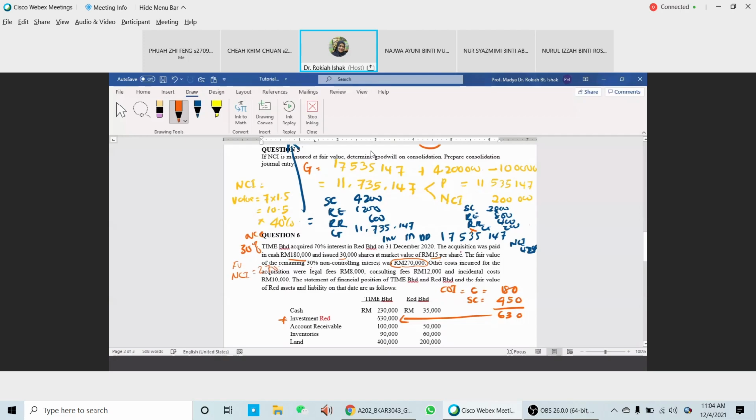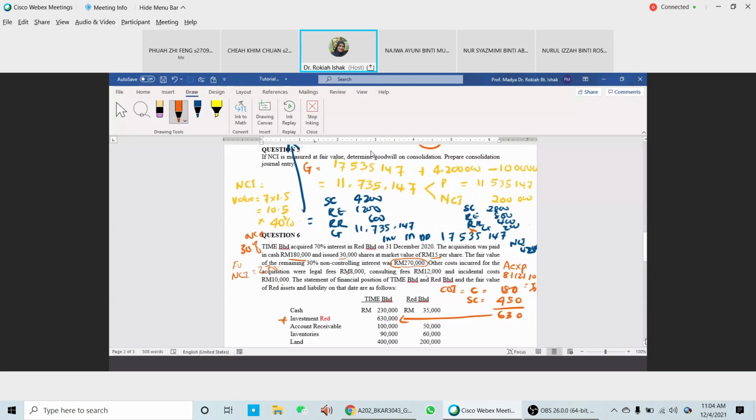The other costs incurred for the acquisition were legal fee 8, consulting fees 12, incidental cost of 10. This is considered the acquisition expense: 8 plus 12 plus 10. Altogether you have 30, so 30 will be the acquisition expense.